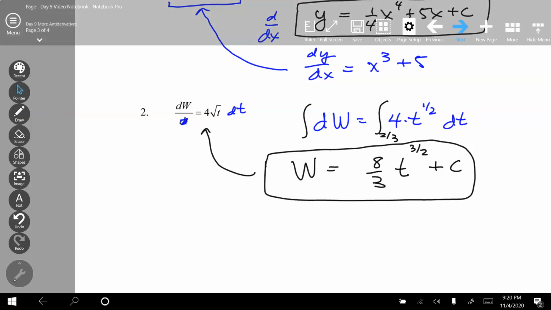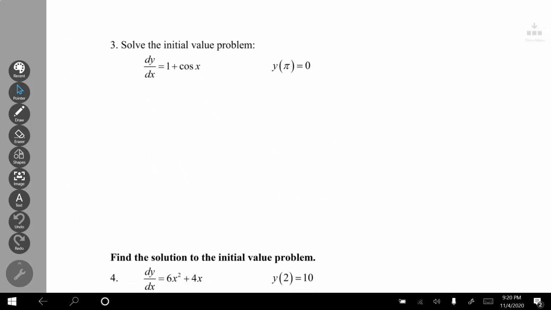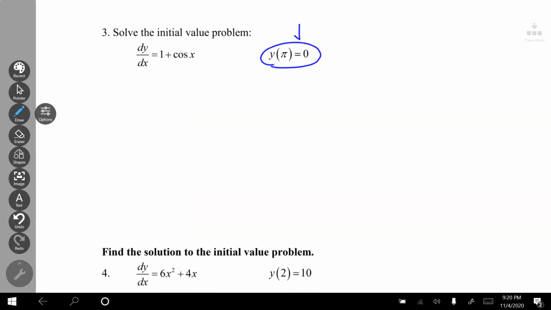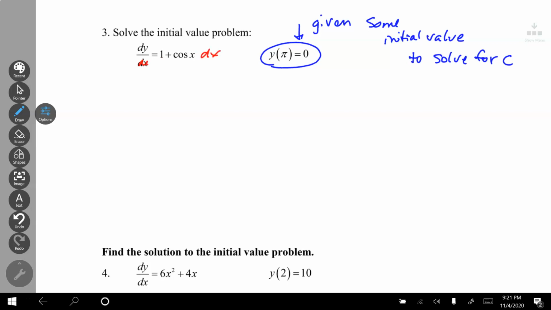Okay, next page. Now we're going to do specific, particular solutions. It's called an initial value problem because you're given some initial value to solve for that c that you had before. So like I said, I could move this dx to the other side, and I could take the antiderivative, or integral, and that becomes y equals, again my variable is x, plus the antiderivative of cosine of x, which is sine of x, plus c.